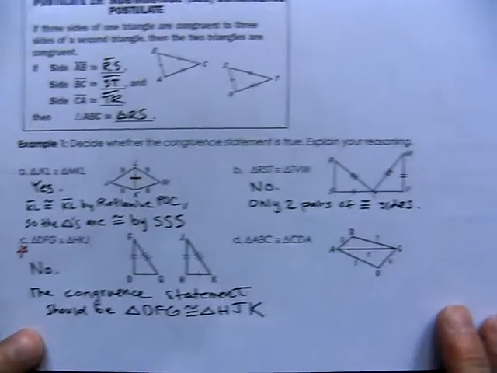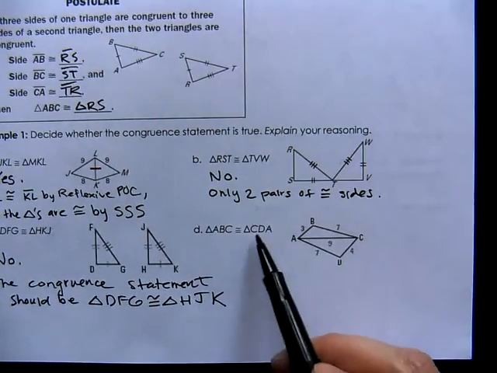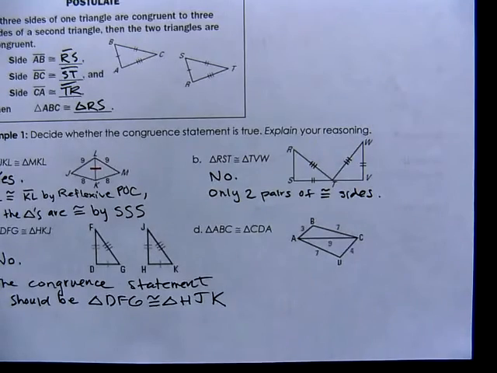Okay, here's the last one in this series. So triangle ABC congruent with CDA. Take a look at the diagram and what do you think? Is the statement true or false?